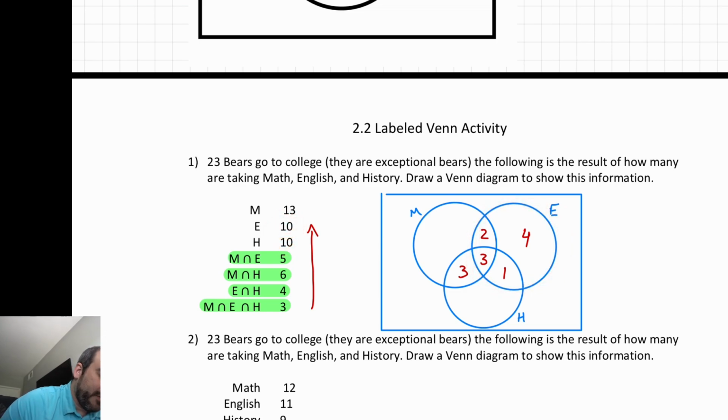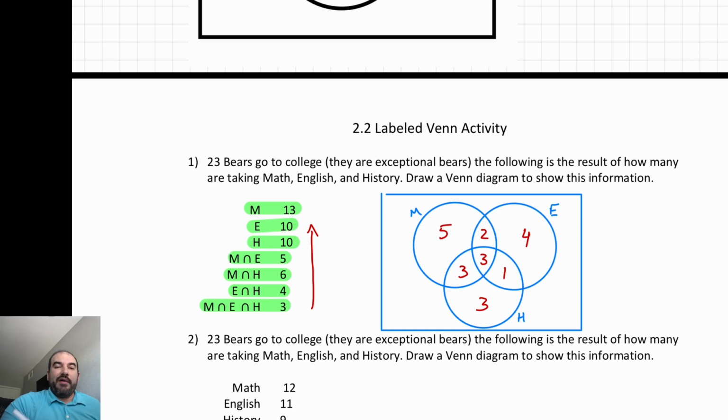And we're going to do the same thing for history and math. History already has 3, 6, 7 bears associated with it, but there's supposed to be 10 total. So we're going to have 3 more bears in the history. And then finally for the math, we have 3 plus 3 is 6 plus 2 is 8 bears. And we're supposed to have 13, which means we're going to have 5 more. Good job. So we've accounted for the math, English, and history numbers as well.